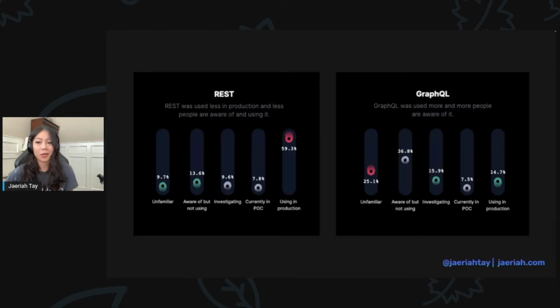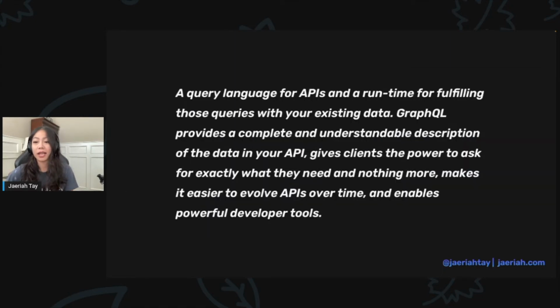What exactly is GraphQL by definition? That is a great question that I haven't covered yet. The GraphQL Foundation lays it out as a query language, what the QL in GraphQL stands for, for APIs, and a runtime for fulfilling those queries with your existing data. GraphQL provides a complete and understandable description of the data in your API. It gives the client the power to ask for exactly what they need and nothing more. And it makes it easier to evolve your APIs over time and enables powerful developer tools.